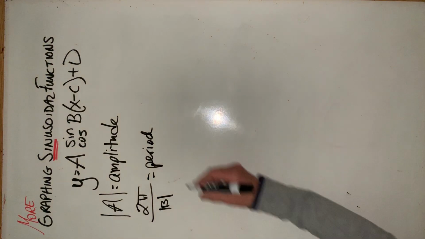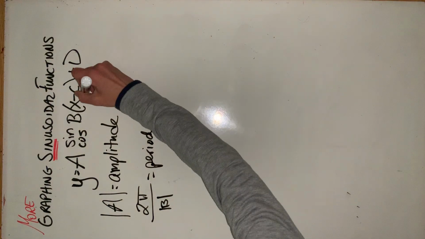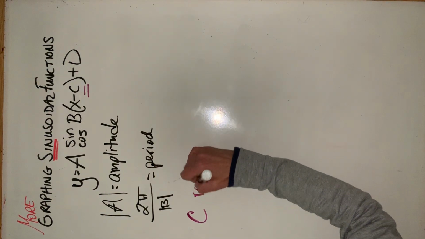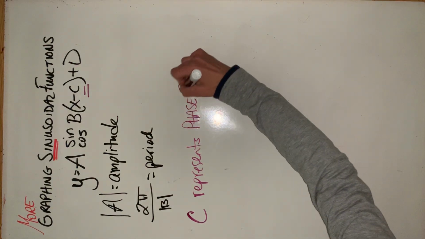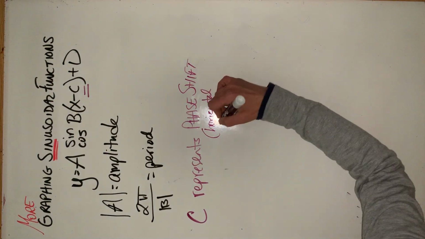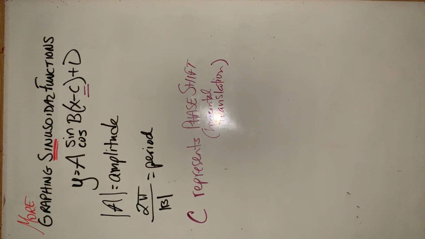Based on what we already know about transformations, C represents the horizontal translation, which we call, again in trig, a phase shift. If C is positive, so if we had x minus C, we would shift the graph to the right. If we had x plus 12, we would shift the graph to the left.